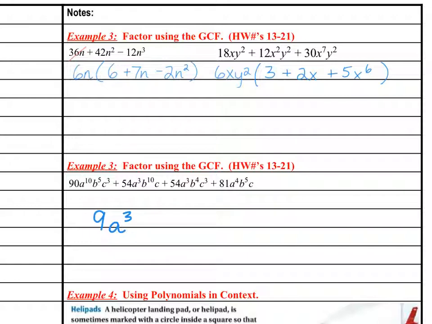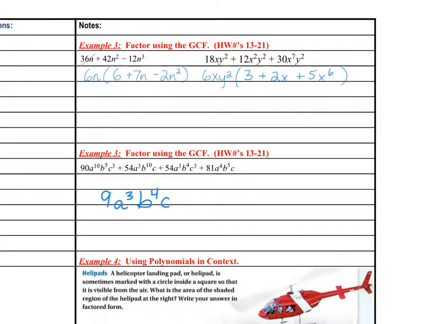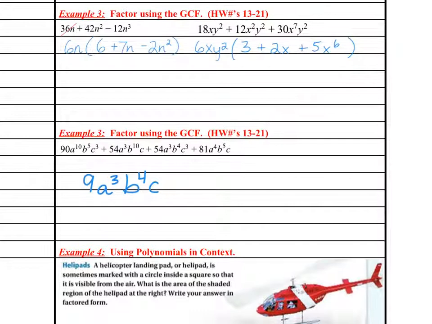We've got B to the 5th, B to the 10th, B to the 4th, and B to the 5th. So they all have in common at least B to the 4th. And then your C's. What's the most that they all have in common for C? 0. That's on that one. Okay, and then here's what you should have remaining. If you've already factored it, I'm impressed.